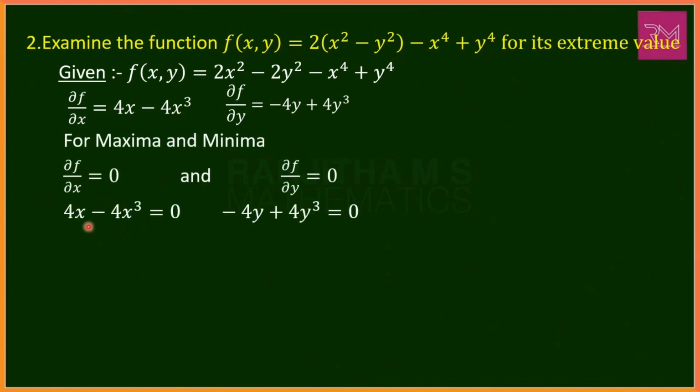That is, del f by del x value is 4x minus 4x cube is equal to 0. Del f by del y is minus 4y plus 4y cube is equal to 0. Next, we can take 4 common and it goes to the right hand side, that becomes x cube minus x, which is equal to 0. If we take x as common, this equation becomes x into x square minus 1, which is equal to 0.